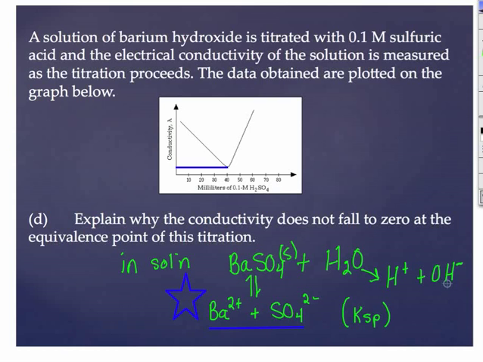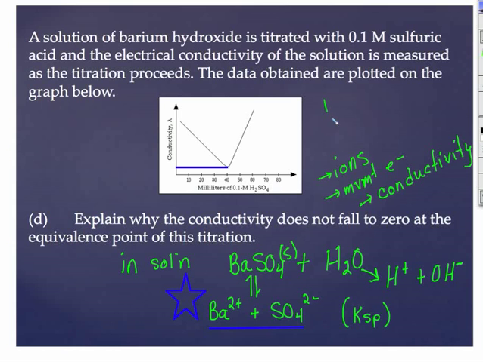And if you have mobile ions, you have movement of electrons. If you have movement of electrons, you have conductivity. And I would include that in my answer. Ions allow movement of electrons, which is by definition conductivity. Okay, you want to mention that in your answer somehow, some way.